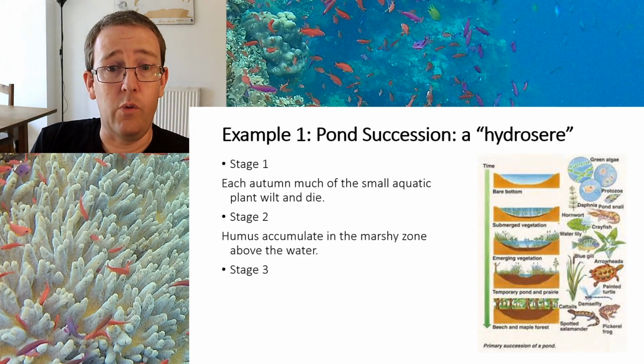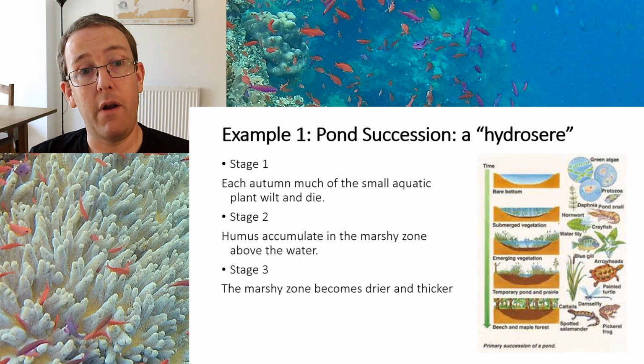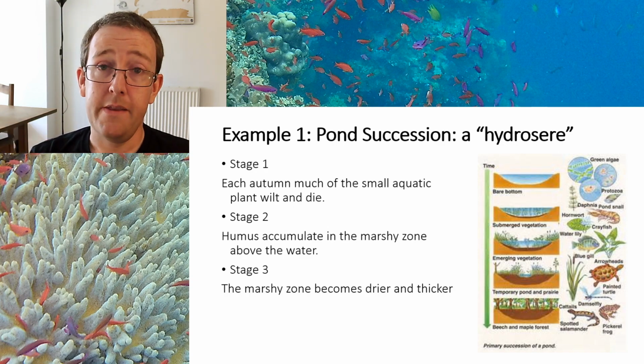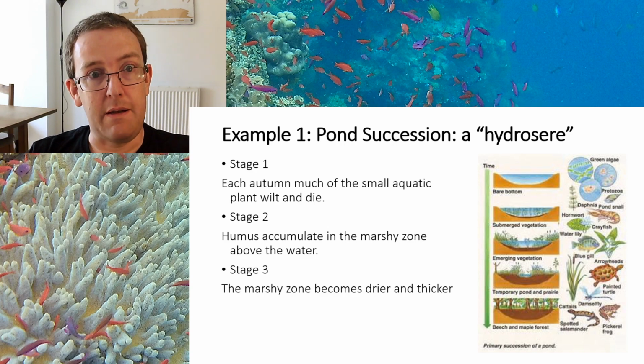Okay, so the marshy zone, as it's so called, this marshy, wet humus is going to get reeds, it's going to get plants, and they're going to have roots. Those roots are going to hold the humus together. They're going to make the proto-soil drier. They're going to make it more stable, and other things can then move in.